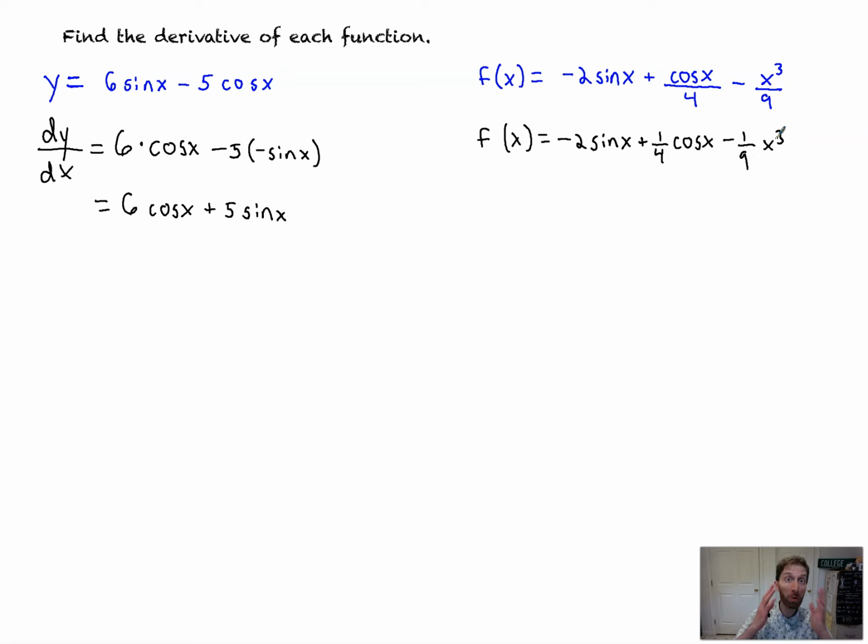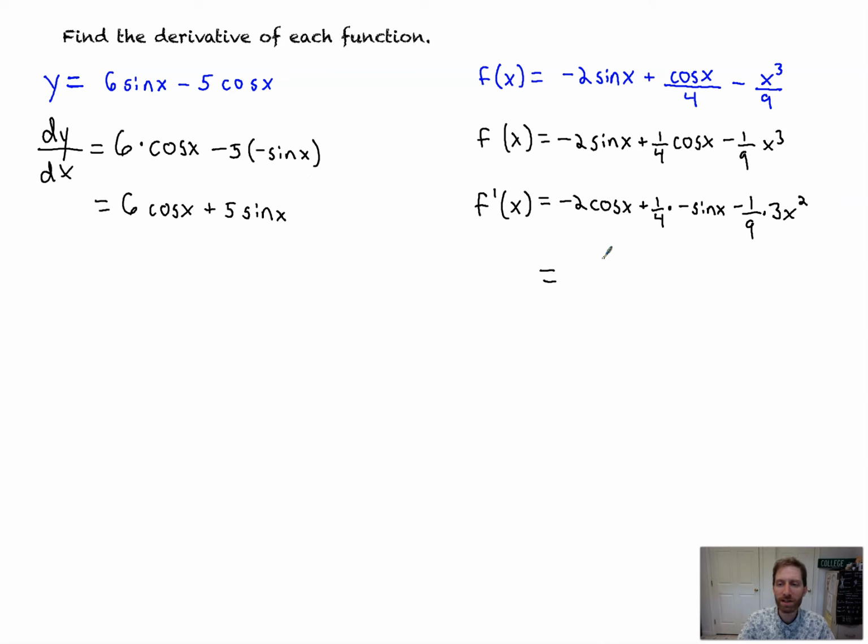Oh my goodness, what do we do? We've got a polynomial and trig. How do we deal with it? Go one term at a time, y'all. You got this. F prime of x is equal to, negative 2 is a coefficient, it's hanging out. What's the derivative of sine? Cosine of x. Plus, well, not so fast. Well, I guess I'll keep it as plus 1/4 times. What's the derivative of cosine? Negative sine. Minus 1/9 times. What's the derivative of x cubed? Power rule. 3 times x to the 3 minus 1 is 3x squared.